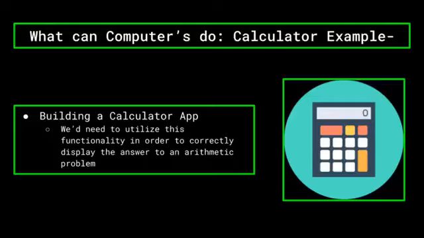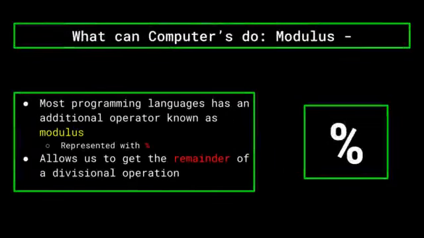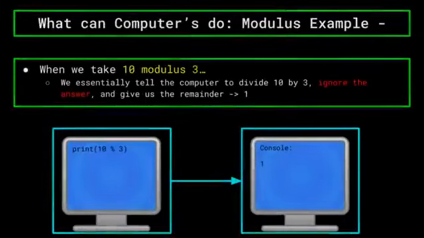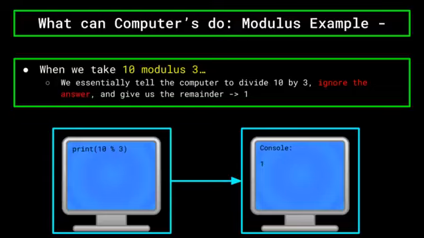Now, in addition to the 4 basic math equations, most programming languages include an additional operator known as modulus. If this is your first time hearing this word, don't worry, since it's not usually taught in math classes. Modulus allows us to get the remainder of a divisional operation. For example, when we take 10 modulus 3, we are essentially telling the computer to take 10, divide it by 3, ignore the actual answer, and just give us the remainder of the operation, in this case 1.